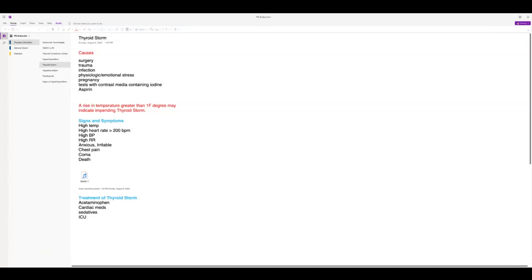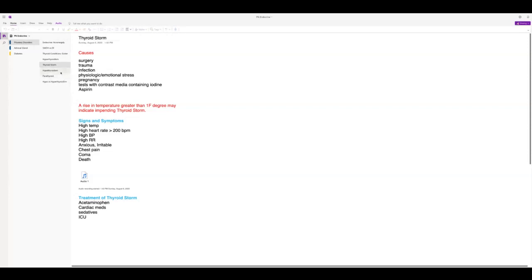So this is a medical emergency. These patients would go to the ICU. They need acetaminophen. They're going to need cardiac meds to bring that heart rate and blood pressure down, like IV beta blockers, sedatives, and they go to the ICU. But make sure you can recognize this. That's very important.